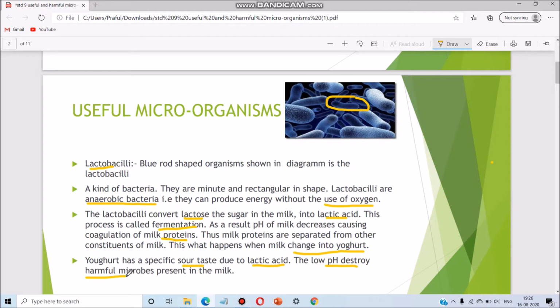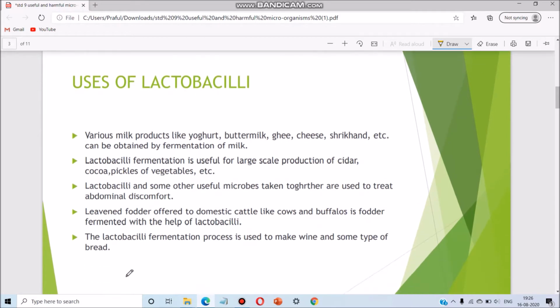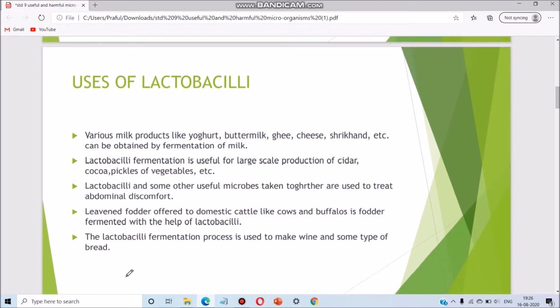Next, the lactobacilli convert lactose, the sugar in milk, and coagulation forms, and due to this lactic acid the taste of yogurt becomes sour. Now, uses of lactobacilli: various milk products like yogurt, buttermilk, ghee, cheese, etc. can be obtained by fermentation of milk.